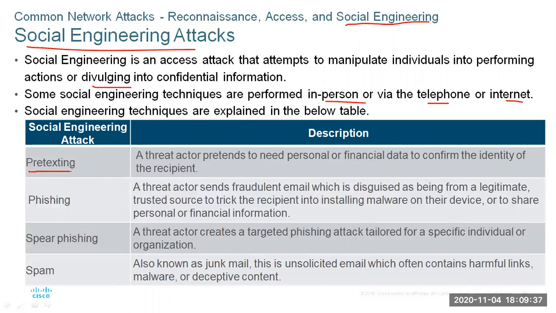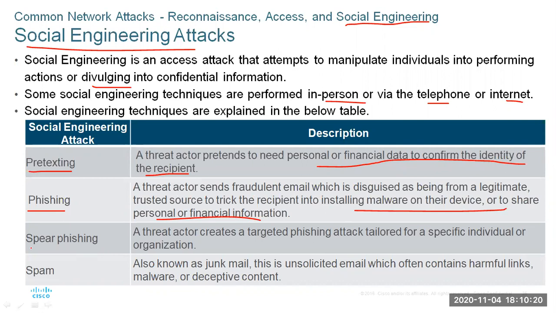What they do is pretexting. Pretexting is where a threat actor pretends to need personal information or financial data to confirm the identity of the recipient. They can claim that they work for a bank or a telecom company or whatever it is, to get their information. Then phishing is where the threat actor sends fraudulent emails, disguised as being from a legitimate trusted source, to trick the recipient into installing malware on their device or sharing personal financial information.